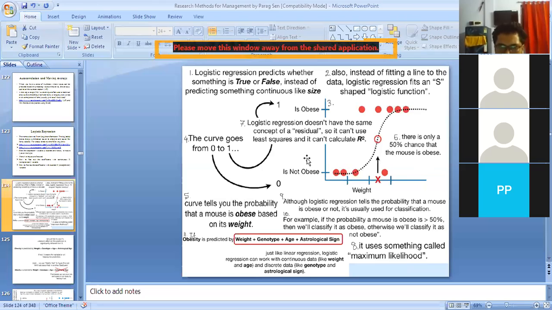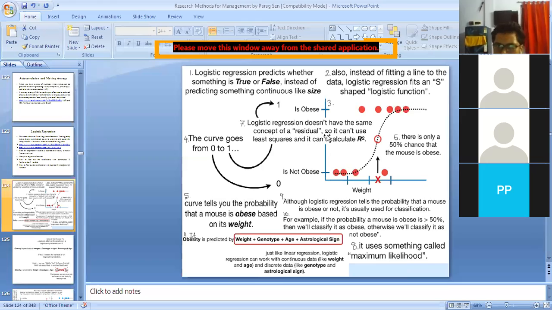Okay, the curve tells you the probability that a mouse is obese based on its weight. Logistic regression doesn't have the same concept of a residual, so it cannot use least squares and it cannot calculate R square. As I have told earlier, since you cannot directly use the concept of the residual, you also cannot use the least square method.